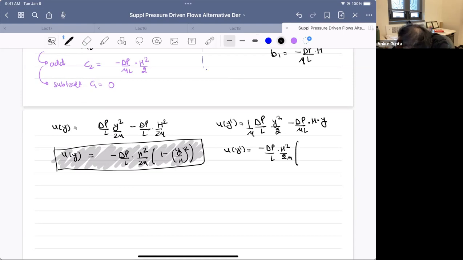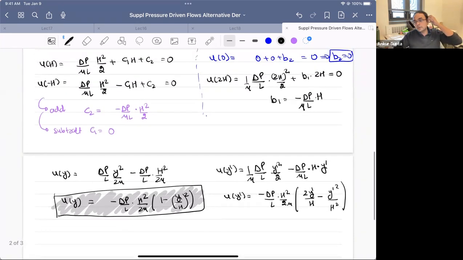Then I get 2y by h minus, sorry, this is y prime, not y. 2y prime by h minus y prime square by h square. Okay. So this is what I get as my answer. Just to reiterate, I have written everything in terms of y prime by finding b1 and b2.